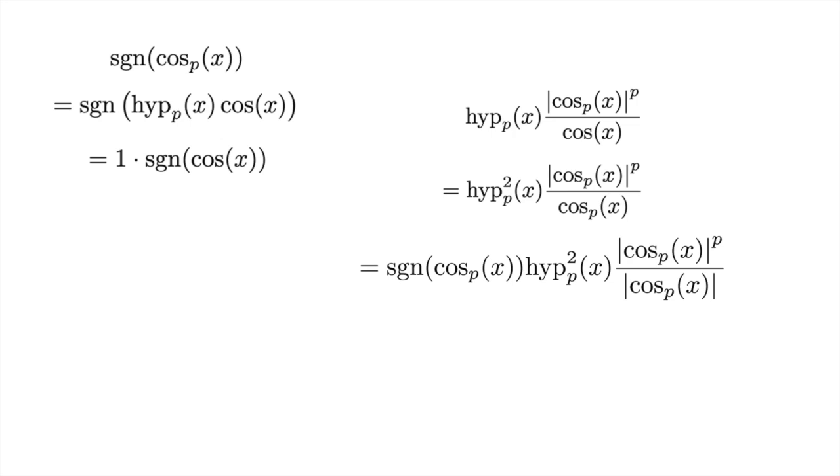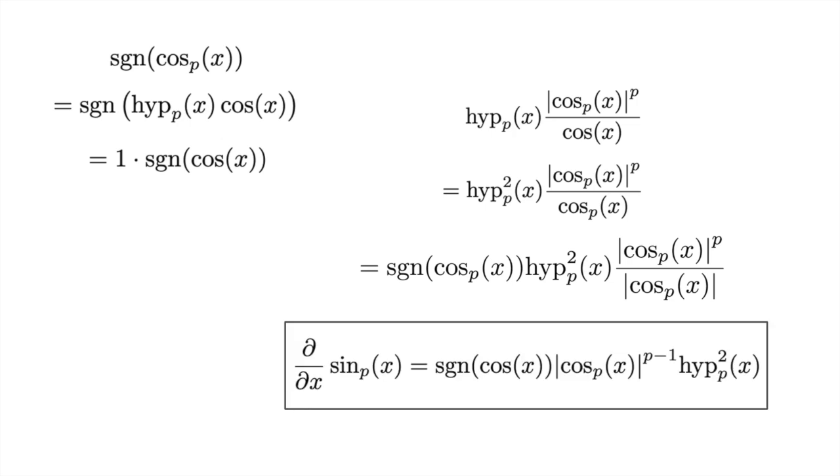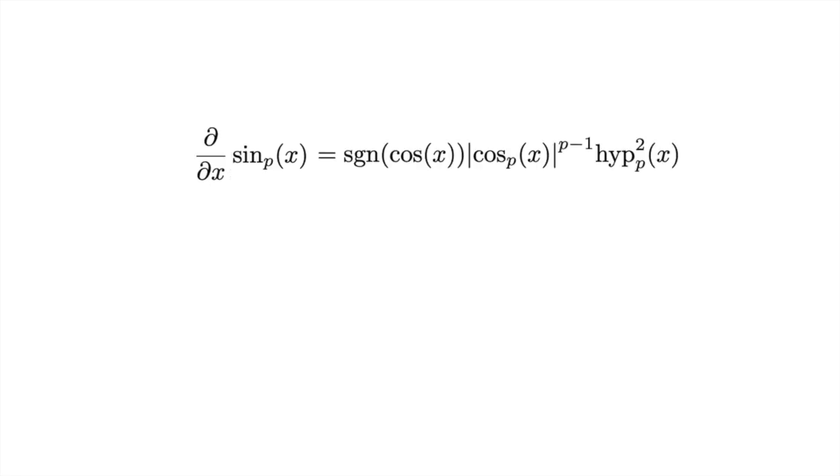Anyway, we can move the absolute value of cosine base p up, and our result is that the partial derivative of sine base p with respect to x is signum cosine x times the absolute value of cos base p of x to the p minus 1 times height base p squared of x. Using this, we can derive the derivatives of the other three functions without having to go through that tedious simplification.